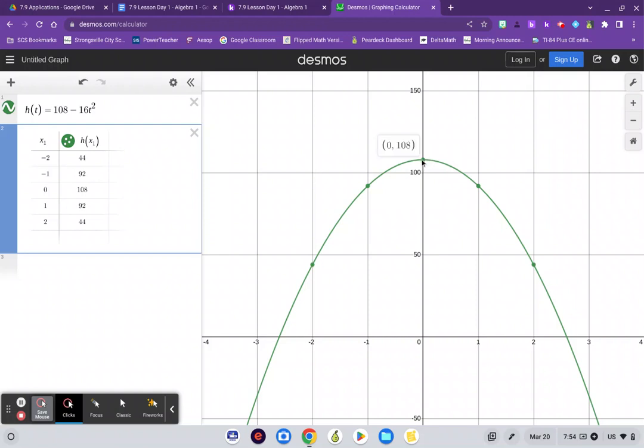And so I can see that I'm crossing the y-axis at 108. I have an x-intercept over here at 2.598, and I can use this to make my sketch. So go ahead and make that sketch, label your axes, see if you can answer parts B and C, and then your homework is to work on the 7.9 Delta Math practice.